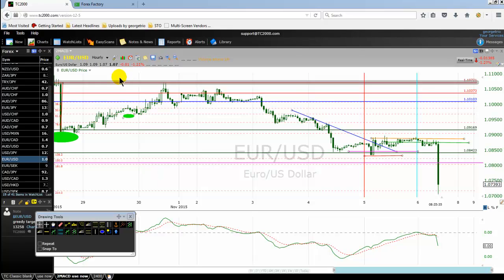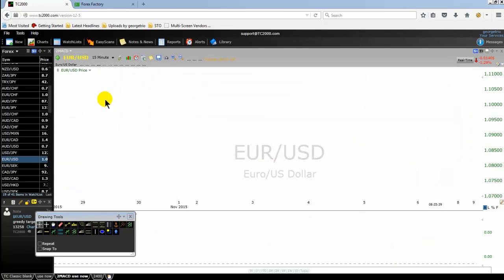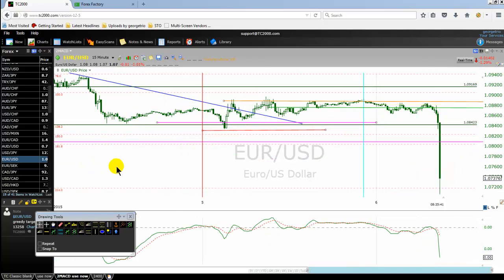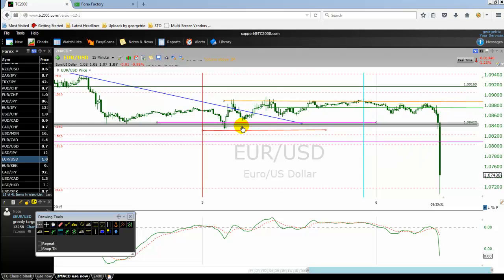If you look carefully, I'll go to the 15-minute chart. You can see that since yesterday the price is just oscillating. For the euro, it was just oscillating, going up to 1.0890 and coming down. This was going on for almost 2 days. In fact, since the 4th, the price was just stuck between that zone of 1.0890 and the zone of 1.0840.